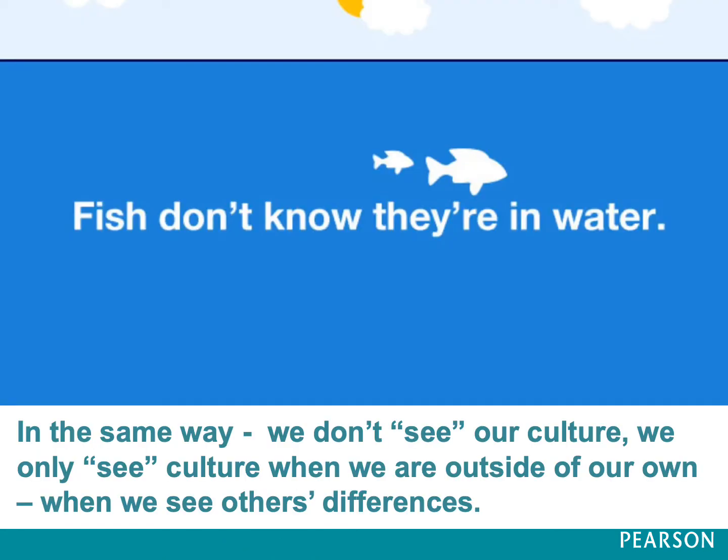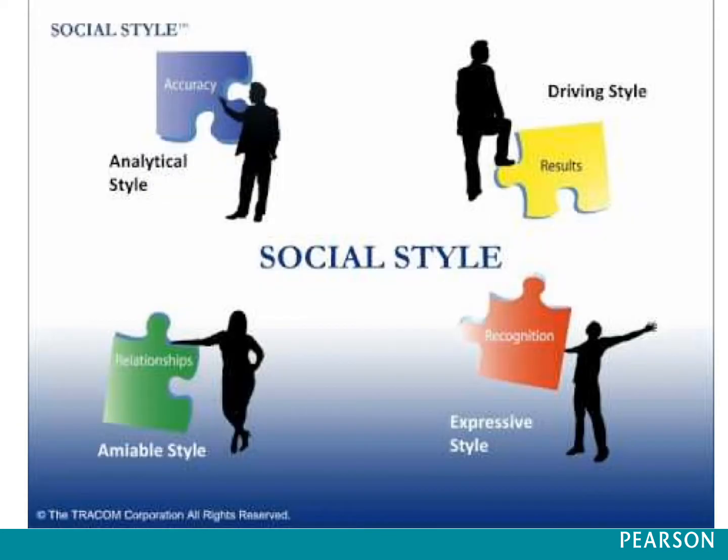Fish don't know they're in water. In the same way, we don't see our culture. We only see culture when we are outside of our own, when we see others' differences. This is problematic. Since the times of ancient Greece, philosophers have sought to explain why people could witness the same event and interpret it so differently.